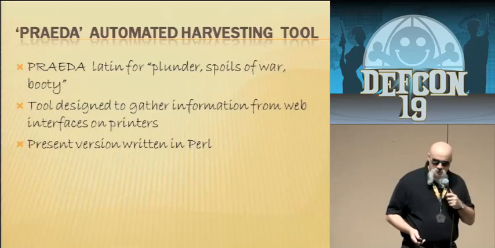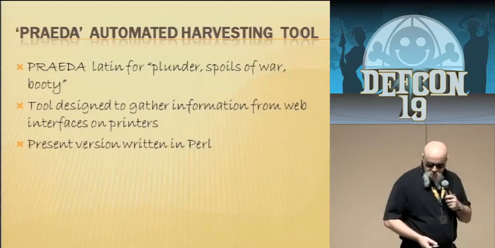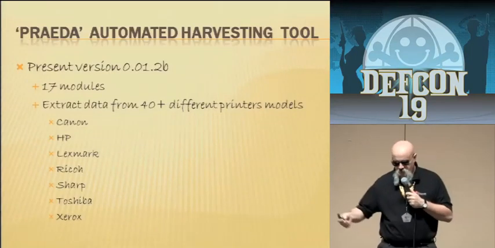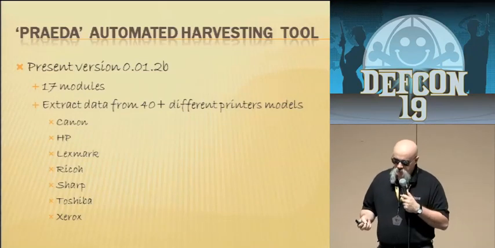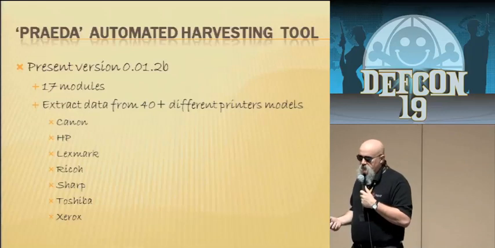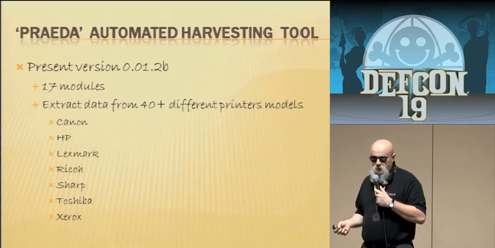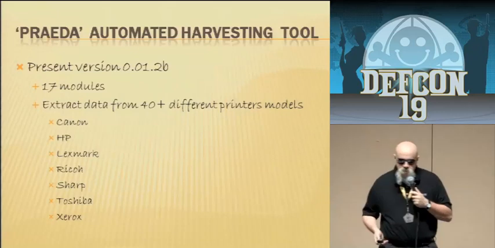The present version is actually written in Perl, version 1.2 beta. We have 17 modules so far, extracting data from 40 plus different printer models: Canon, HP, Lexmark, Ryko, Sharp, Toshiba, and Xerox printers.